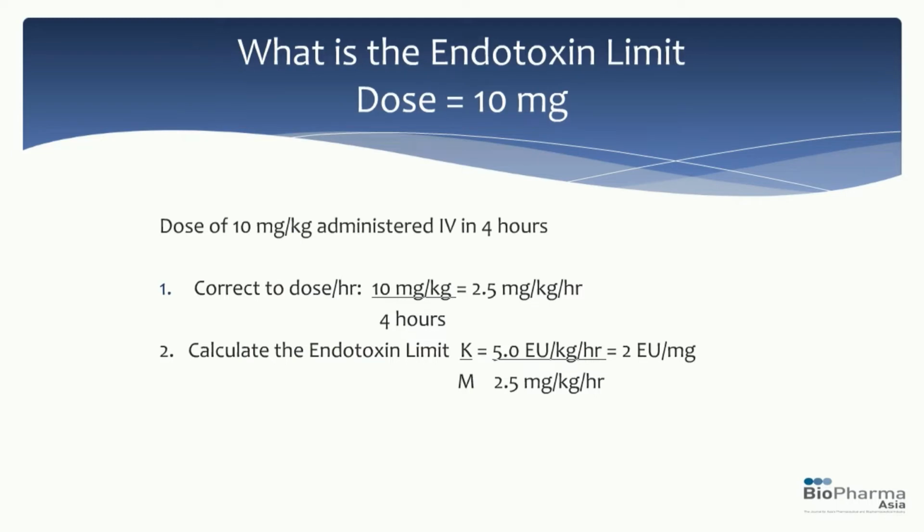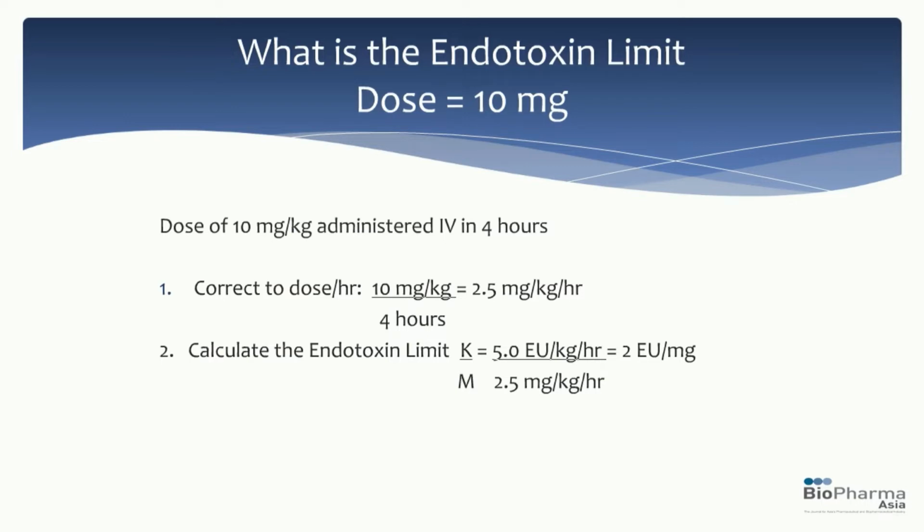Here's another one. The dose is 10 milligrams per kilo administered IV in 4 hours. Well, remember, all of the endotoxin limits are EUs per kilo per hour. So now what we need to do is say, okay, this is what we can deliver in 4 hours. How much can we deliver in 1 hour? So we have to correct the dose to say if I can get 10 milligrams per kilo in the space of 4 hours, that means I can have 2.5 milligrams per kilo per hour. And then I can plug that into my K over M, and the resulting answer is 2 EUs per milligram.